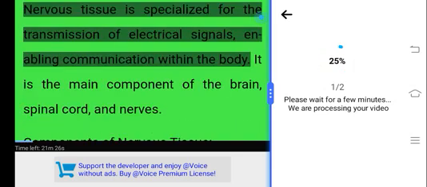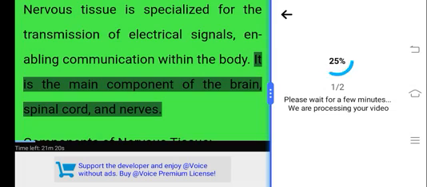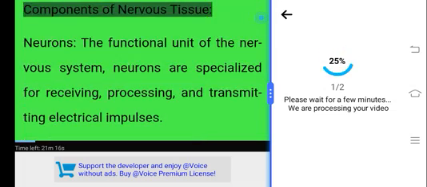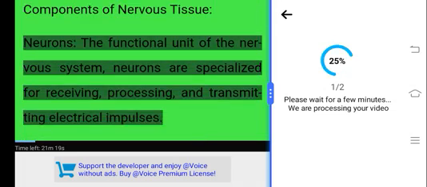4. Nervous tissue. Nervous tissue is specialized for the transmission of electrical signals, enabling communication within the body. It is the main component of the brain, spinal cord, and nerves. Components of nervous tissue. Neurons, the functional unit of the nervous system. Neurons are specialized for receiving, processing, and transmitting electrical impulses.